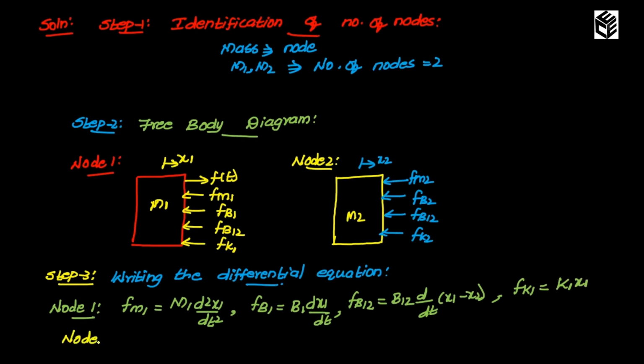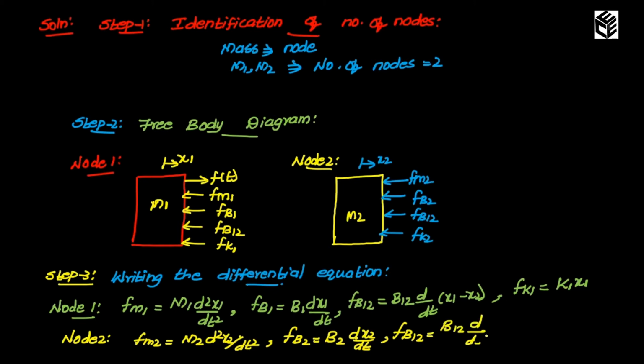Now I am going to write the equations for node 2. So the expression for node 2 is Fm2 is equal to m2 into d square x2 divided by dt square and Fb2 is equal to B2 into dx2 divided by dt. Fb12 is equal to, since it is the second node, I am writing the second displacement as the first one, x2 minus x1. Also, Fk2 is equal to K2 into x2.